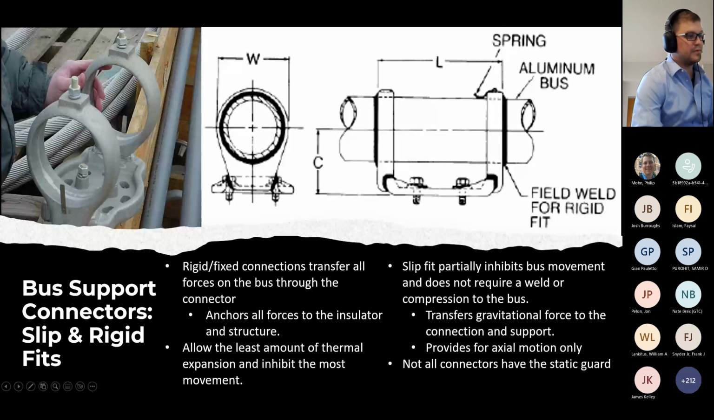The static guard's purpose primarily is to limit the vibration of the bus, but another tool you can utilize to limit the vibration of the bus would be to actually place a conductor inside. Say if you had a 4-inch aluminum pipe here, you could always add like a 795 conductor inside, and that'll also help with limiting the vibration.